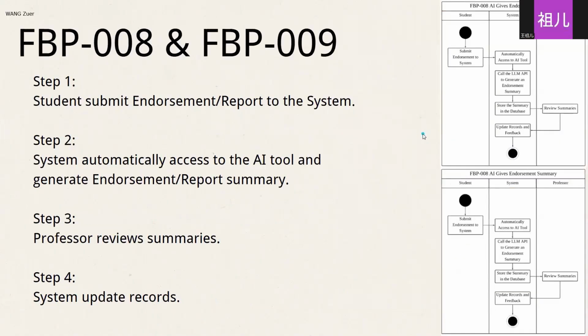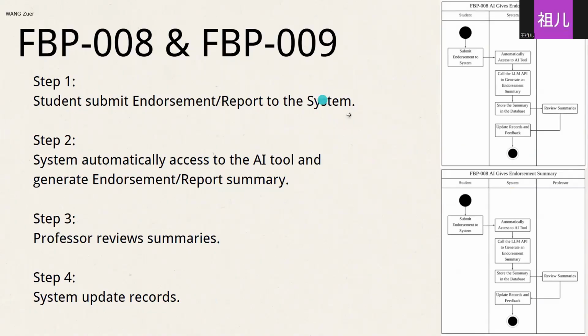Then FBP 008 and FBP 009, which is AI giving the endorsement and report summary. After the student submits an endorsement or a report, the system will automatically access the AI tool and call the LLM API to generate the corresponding summary, which helps the professor check the submissions and give feedback using less time.